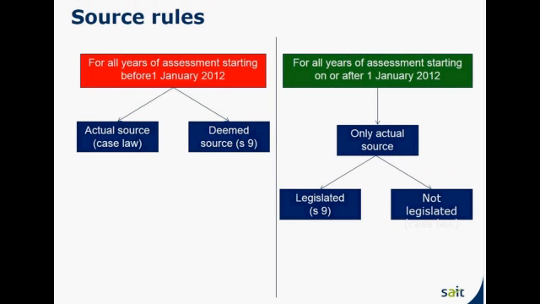Actual source means you go and look at your legislated source. So Section 9 now contains a whole set of source rules for what the source of income would be. If for the specific transaction that you're looking at there's no legislated source rule, then you still have to go and look at case law. Important things like the income from the sale of goods or income from rendering services, the source there is not legislated, so you have to go back to case law.